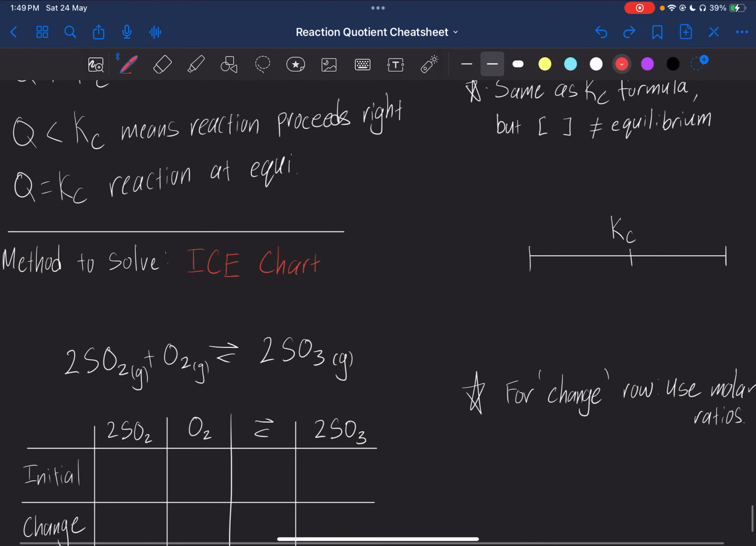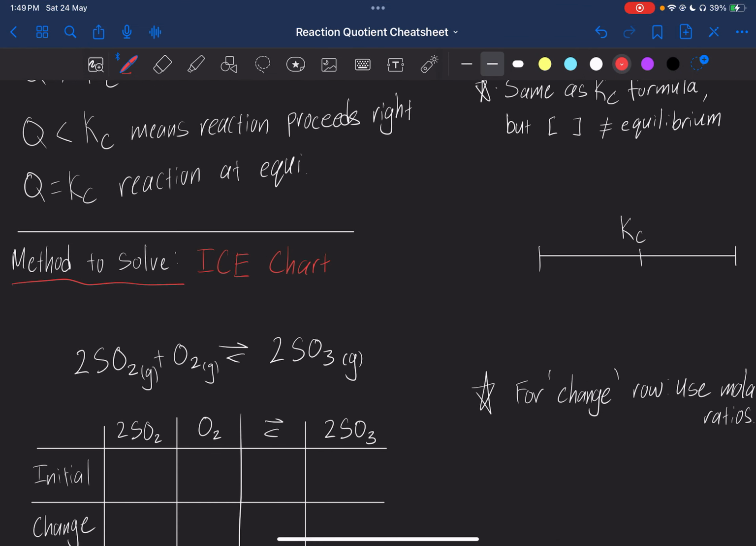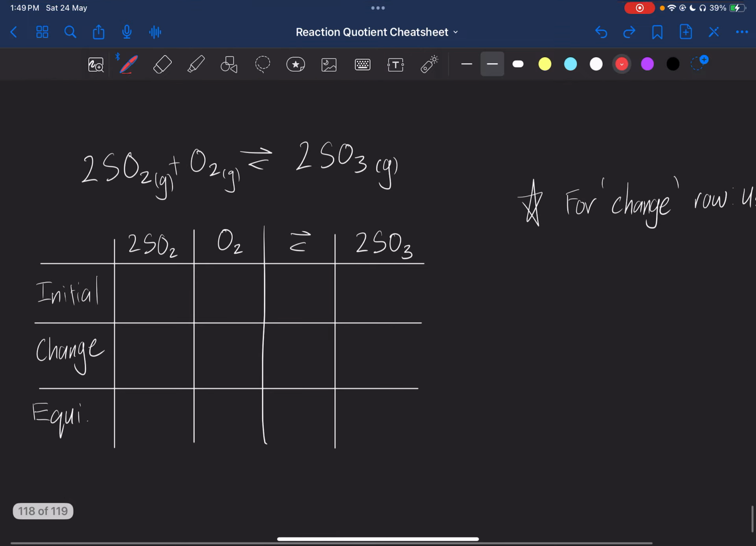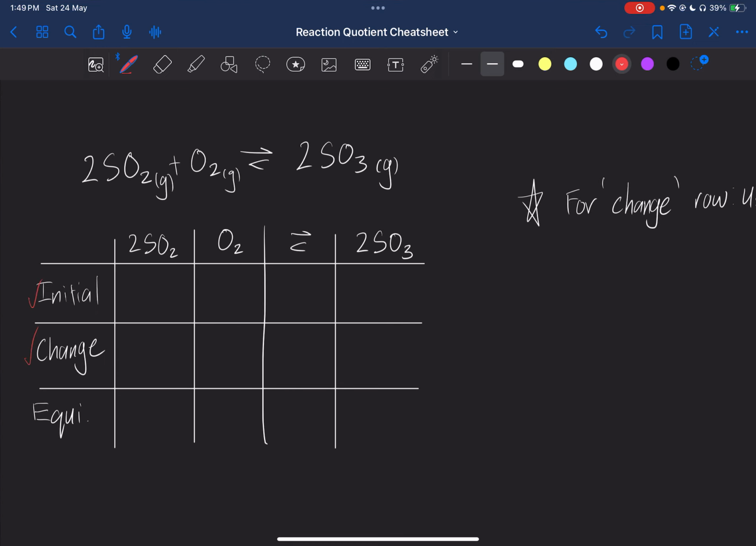So when given a reaction quotient problem, how would you solve it? The only thing you have in your toolbox, and also information from the previous units, is using an ICE chart. And over here's an ICE chart. This is what it looks like. ICE stands for initial, change, equilibrium. And so you lay it out like this.